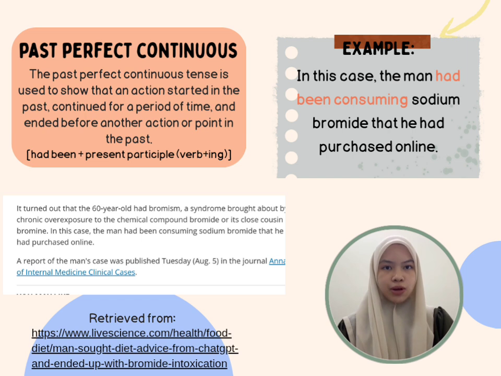An example can be found in the sentence: In this case, the man had been consuming sodium bromide that he had purchased online. So the phrase had been consuming here, where had been indicates the auxiliary structure and consuming represents the present participle, which is verb plus ing. This sentence is retrieved from an article in Life Science titled "Men Sought Advice from ChatGPT and Ended Up with Bromide Intoxication."